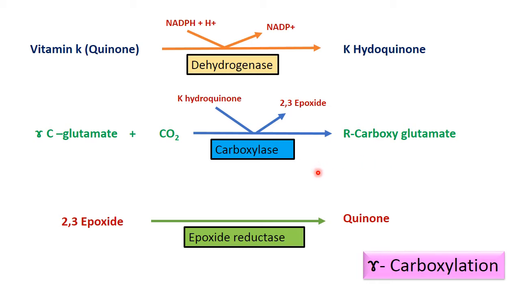This hydroquinone may change into 2,3-epoxide, as we have seen, which is reduced back to quinone in the presence of the enzyme epoxide reductase. Dicumarol is found to inhibit this enzyme; it is an antagonist of vitamin K which inhibits this reaction. We can also see that all the 10 glutamate residues of prothrombin are carboxylated by vitamin K only. So vitamin K plays an important role in the carboxylation reaction.